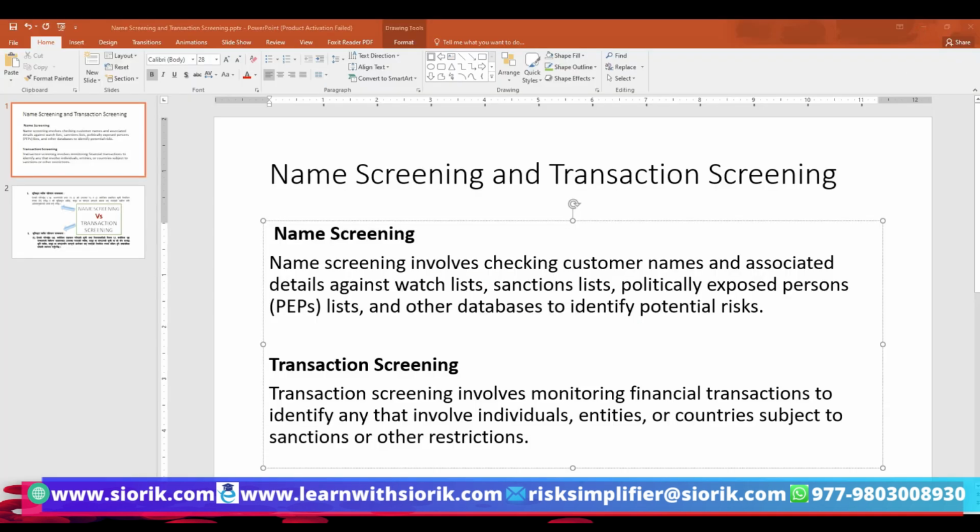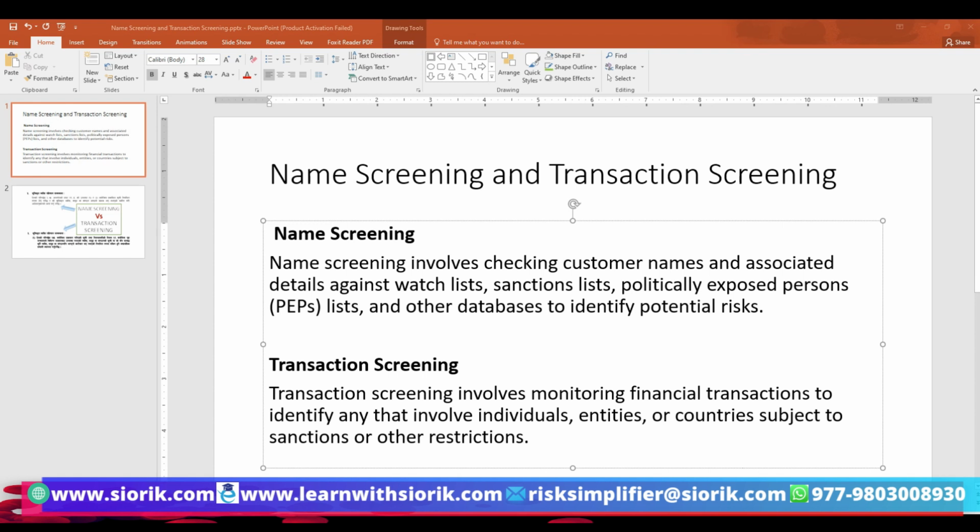So when we are talking about name screening, it means checking customer names and associated person details against watch lists, sanction lists, politically exposed person lists, and other databases to identify potentially risky individuals or entities. This is done to identify individuals or entities that are prohibited from transacting with a financial institution. For example, those who are found in sanction lists like OFAC, EU, or UN.